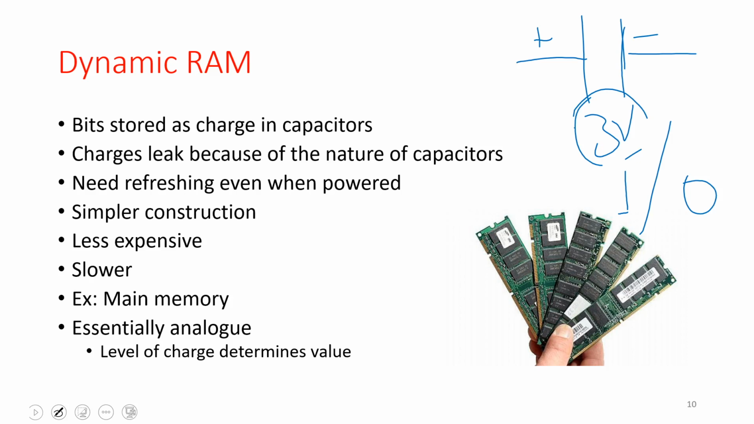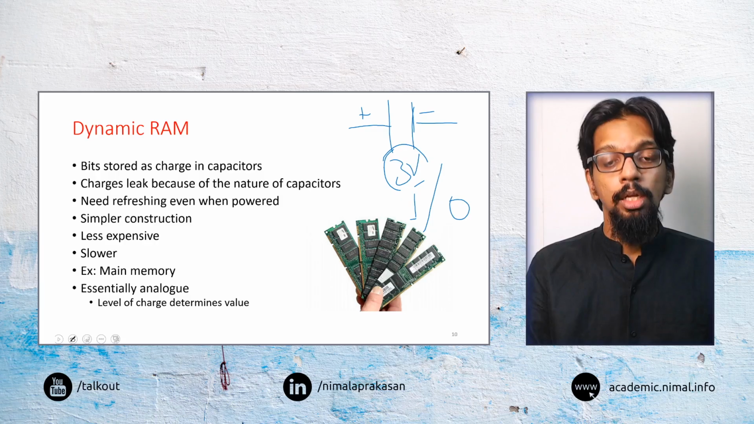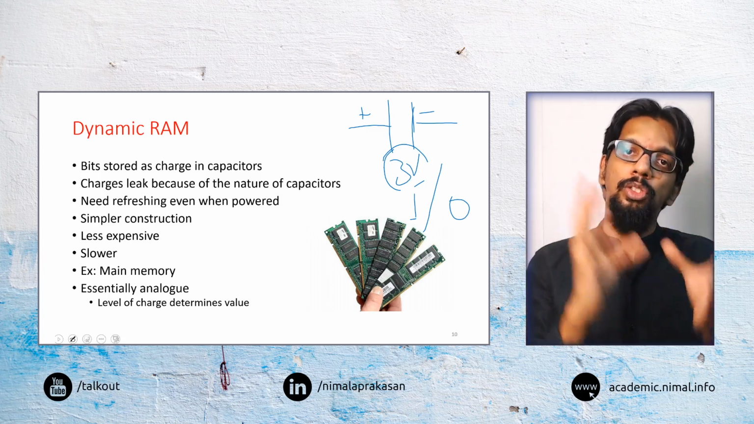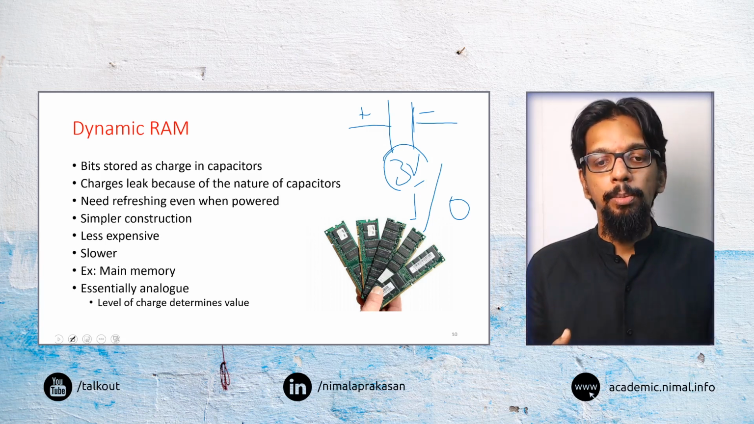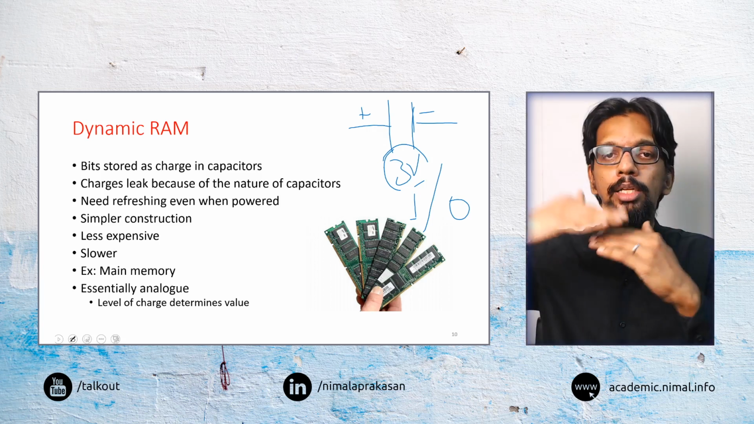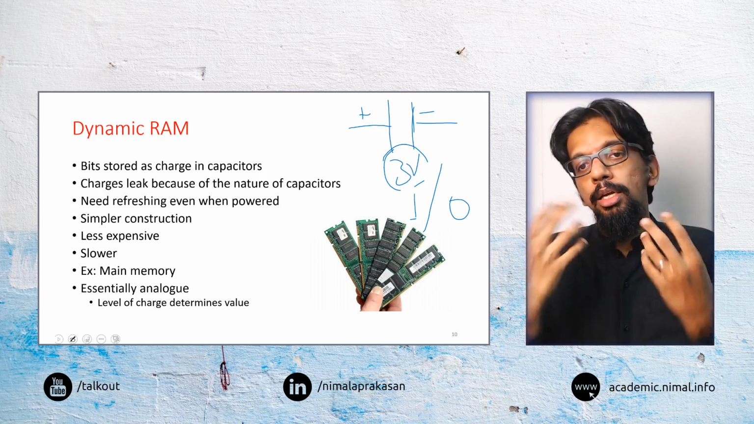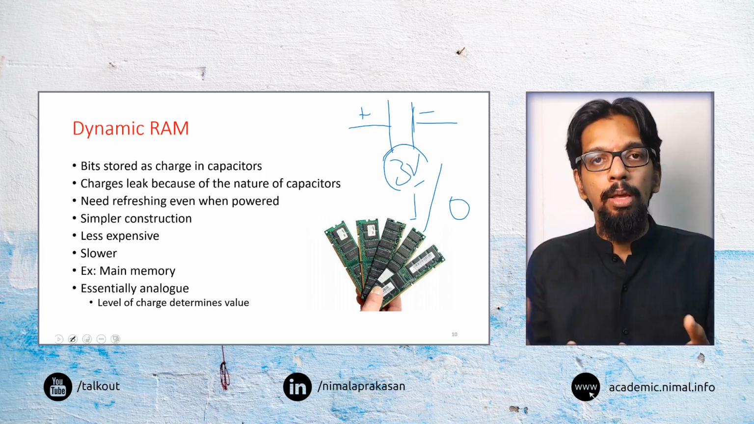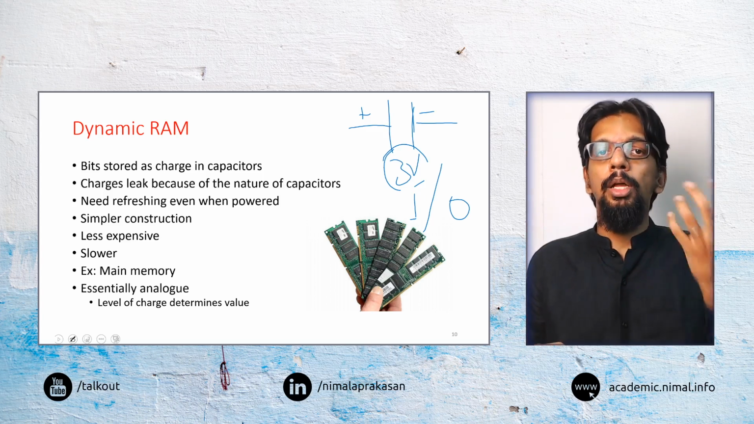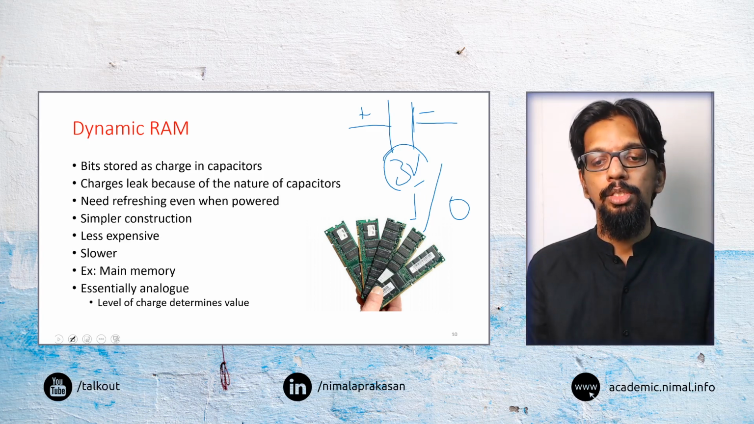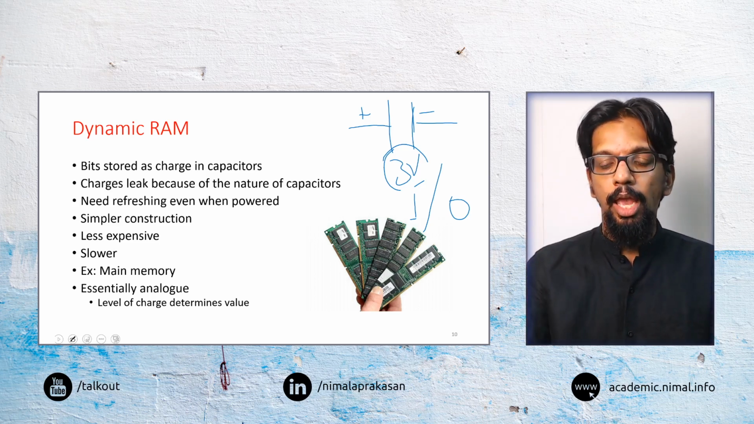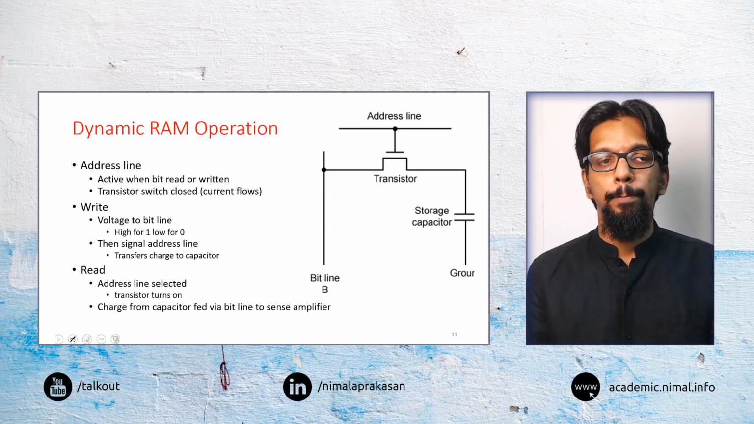The problem is they can be much slower compared to static RAMs. So dynamic RAMs can be much slower compared to static RAMs, but they are less expensive. So again, considering the memory hierarchy, dynamic RAMs can be much more useful as main memories, whereas static RAMs are much more useful as cache memories. So that is the main difference between static and dynamic RAMs.